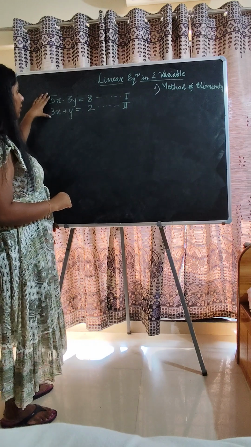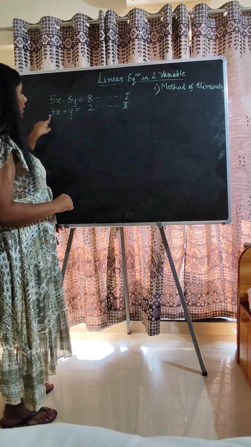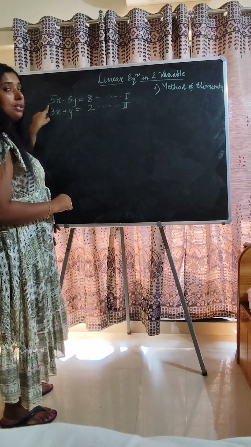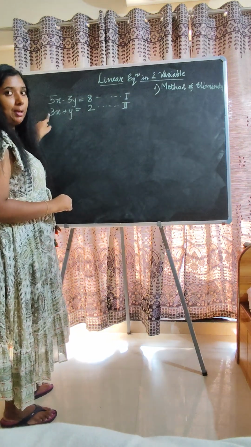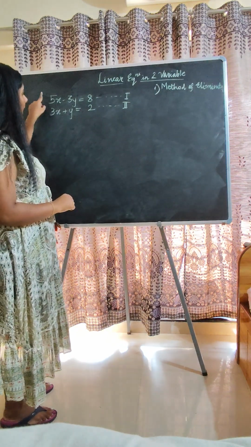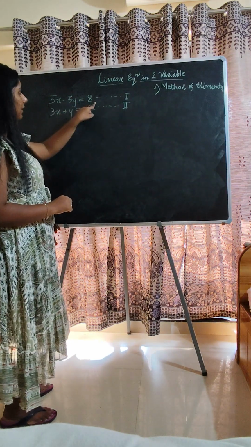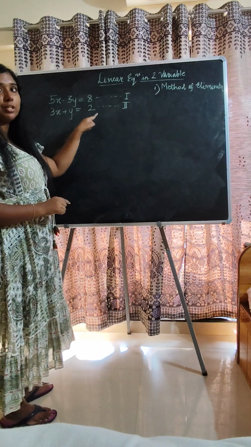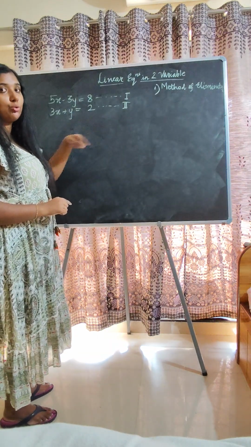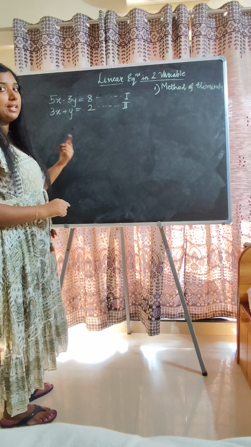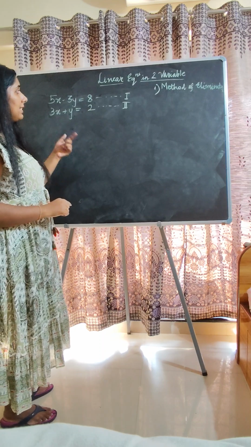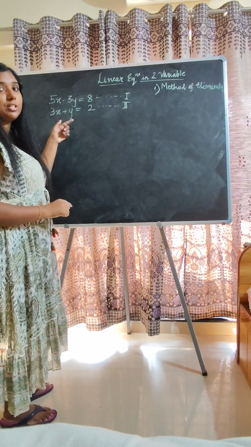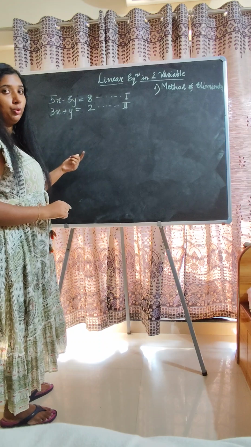When you go for elimination of x, what will happen is 5 and 3 are not multiples of each other. They are prime numbers. So you will have to multiply this entire equation by 3 and this entire equation by 5. As you do the sums and go along, you will understand which is the easier variable to remove.